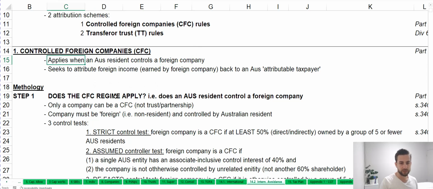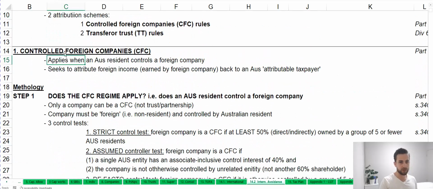Secondly, the person or entity controlling that foreign company must be an Australian resident. Now, the Australian entity doesn't need to be a company. Okay, so it could be an Australian individual controlling a foreign company, could be an Australian trust controlling a foreign company, could be an Australian company controlling a foreign company. It doesn't matter as long as the entity being controlled is a foreign company, then this is applicable.